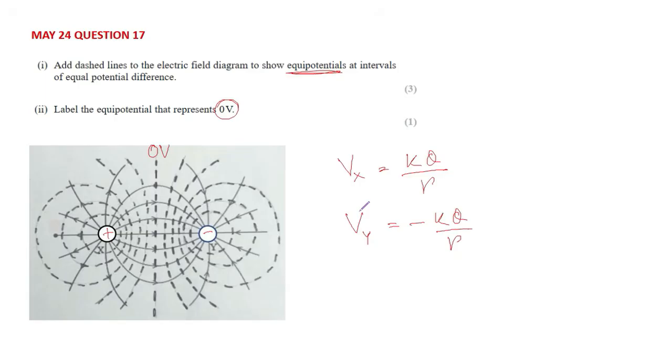It's a scalar quantity, but the minus sign does not represent the direction. The minus sign represents whether it's positive or negative. And if you want to find out the resultant, Vr, you just have to add these up. Vx plus Vy. They have the same values, but one is positive, the other one is negative. So what you are left with is 0, since r is the same midway.